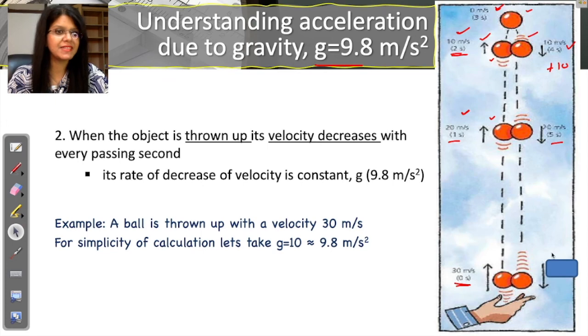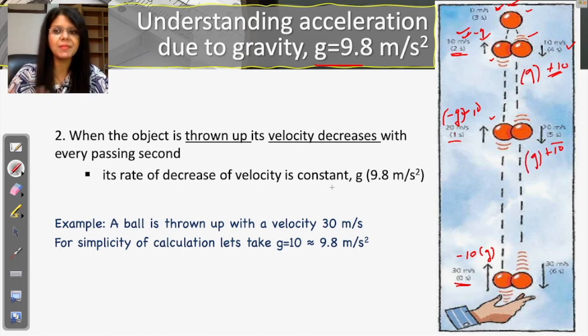What is the new velocity at the sixth second? The sixth second will be here, 30. How do you get this 30? Plus 10. So when you were going up, you were doing minus 10. 10 is what? G. Minus G gave you 20. Minus G, or minus 10, gave you 10 here. Minus G, or minus 10, gave you 0 here. As you're coming down, you're doing plus G, or plus 10, right? You're getting the new velocity second by second.